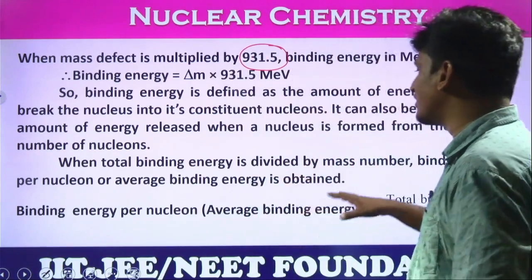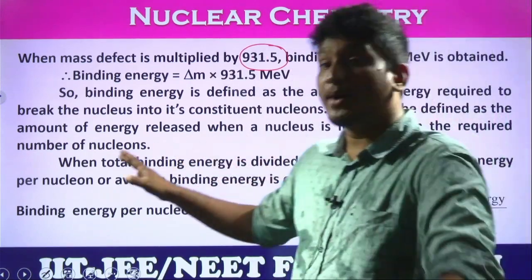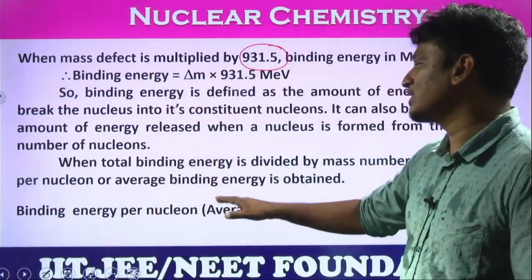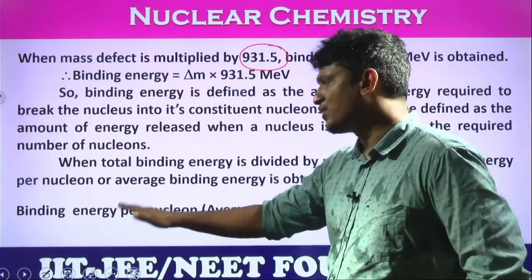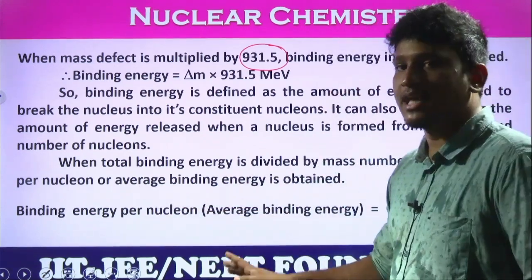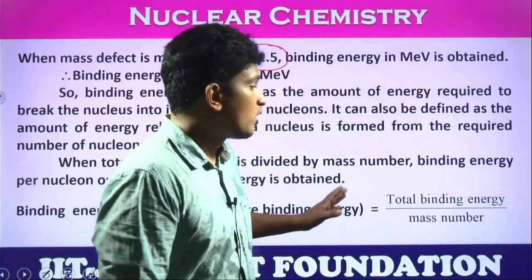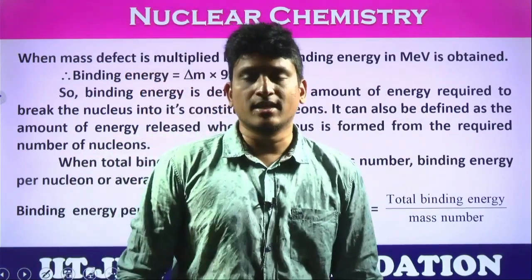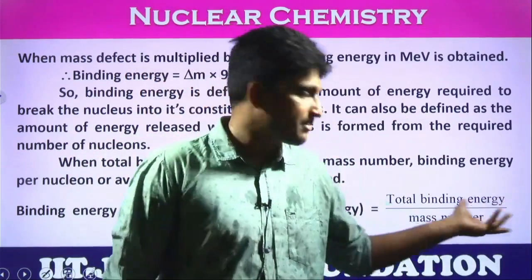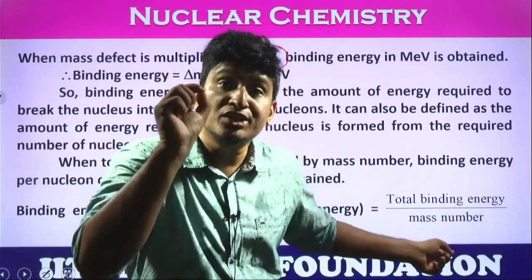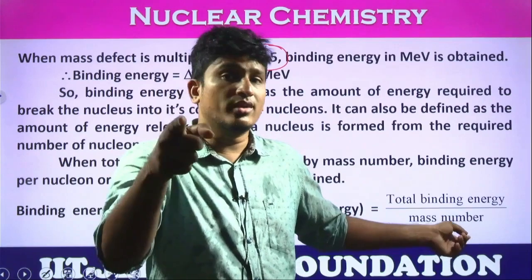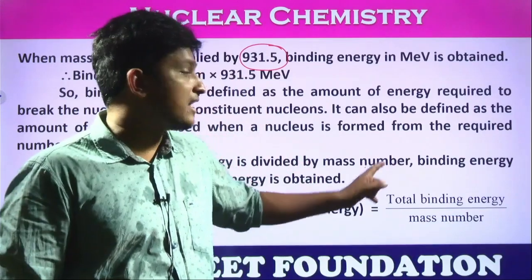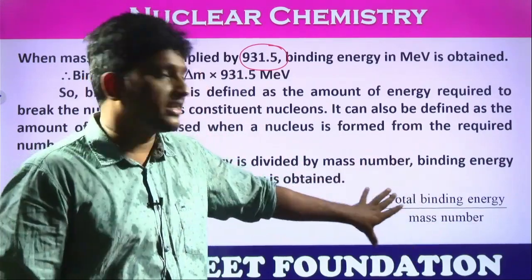When the total binding energy is divided by the mass number, we get the binding energy per nucleon, that means per subatomic particle, per proton, per neutron. That energy is called average binding energy. So the binding energy per nucleon, the average binding energy, is equal to the total binding energy divided by the mass number. Yes or no? If there are 10 particles, protons and neutrons, divide by 10. If 20, by 20. Then we get the energy of each and every nucleon. Nucleon means proton plus neutron. So for every proton and every neutron, we can calculate the binding energies also. This is the relation for that.